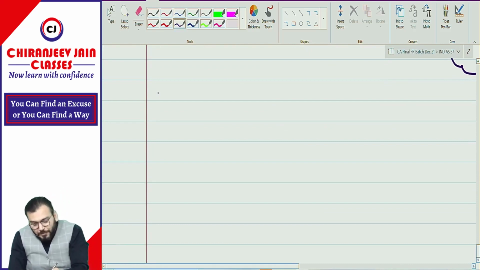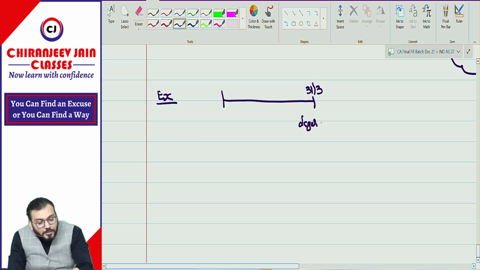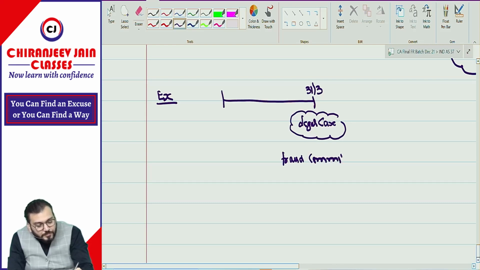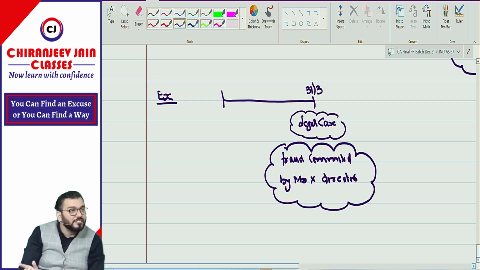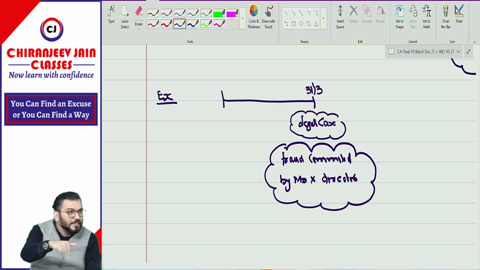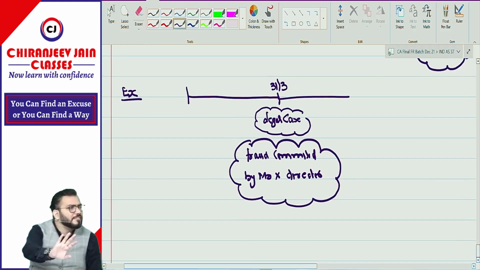Let me take one question example. If I take one example for reimbursement, suppose on 31st March, you need to apply your common sense now. On 31st March, a legal case is pending. Now legal case is pending due to some fraud committed by Mr. X, director. But a case is filed against the company. So court will ask to pay compensation. Compensation is payable by company, not by Mr. X. Correct now? And suppose legal case is pending, all 3 conditions satisfied and provision is required.